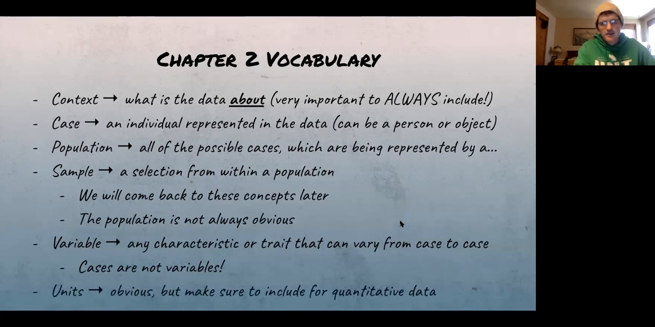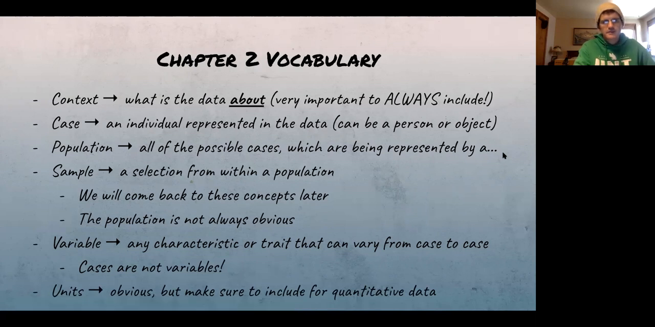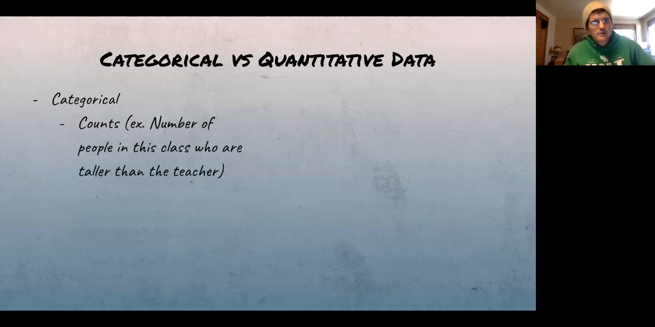The units, this is obvious enough, but you need to make sure you include it when you're talking about quantitative data. So of course, chapter 2 is all about identifying the difference between quantitative and categorical data. And here's just a few things we can talk about with this. Categorical data is what we use when we're referring to counts. So we're going to have categories, that's a given. And the only thing you can do with those categories is count within, like how many people have chocolate ice cream as their favorite, how many people have basketball as their favorite sport. If you have categorical data, all you can do is count the number within the categories. And that's what you're limited to.